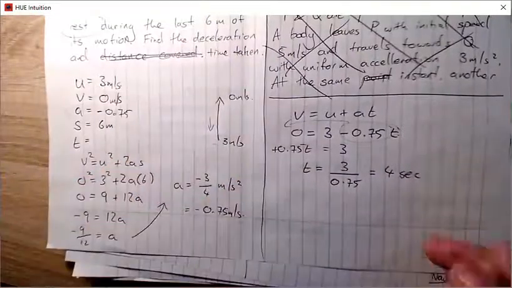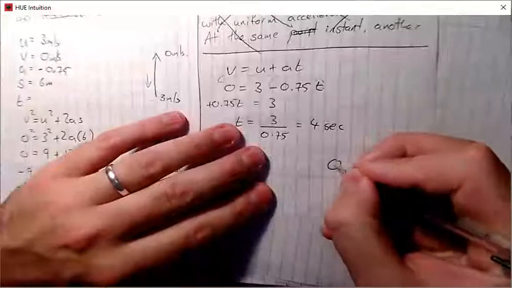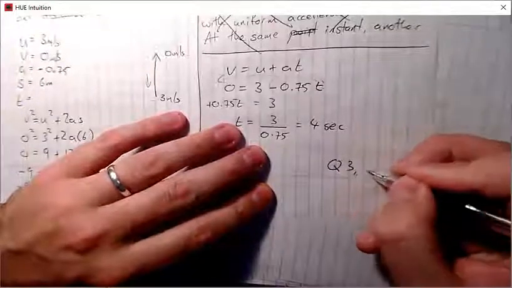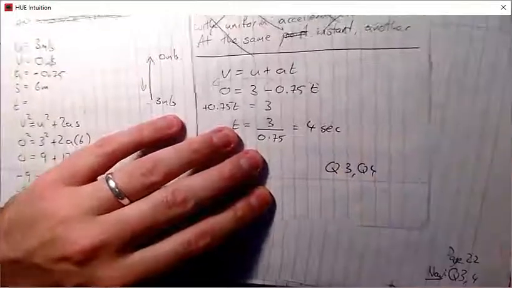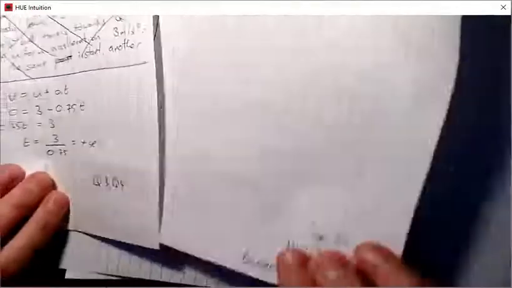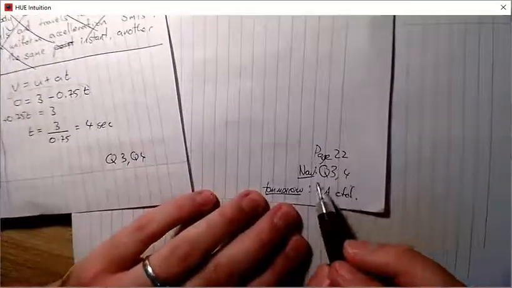Okay, I'm going to leave it there, and I'm going to ask you now, please, to have a look at questions 3 and question 4. On page 22, questions 3 and question 4, and we're going to carry on with 2A in our next class. All right, thank you.